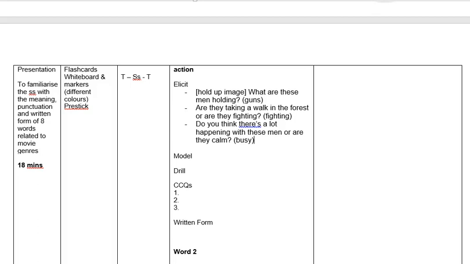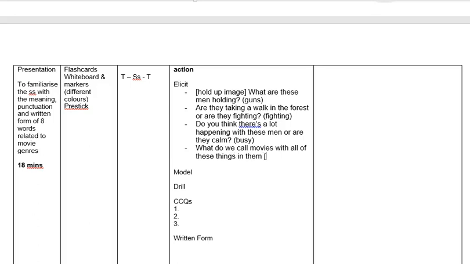Hopefully by this stage, the students might have already given me the word. If not, I need to bring back the image to the overall context, which is movies. So what do we call movies with all of these things in them? And hopefully they can give me the word action.